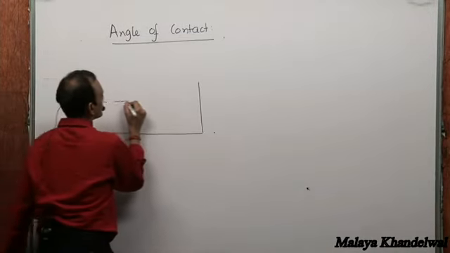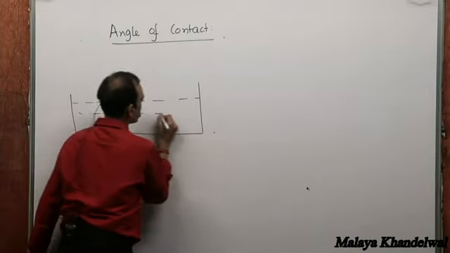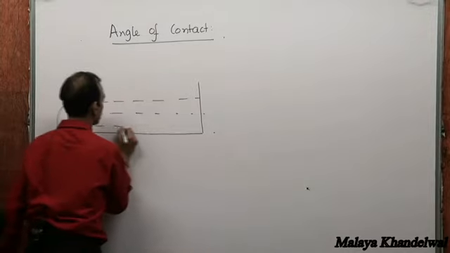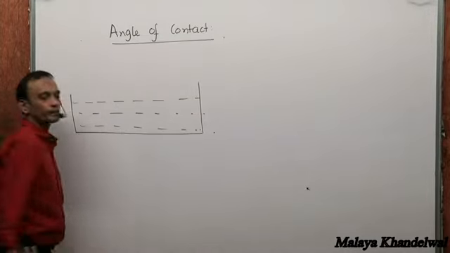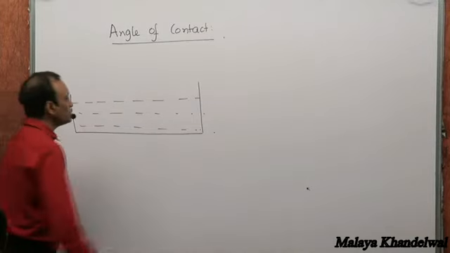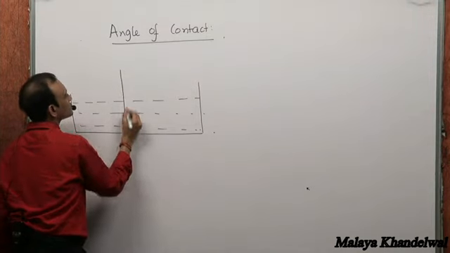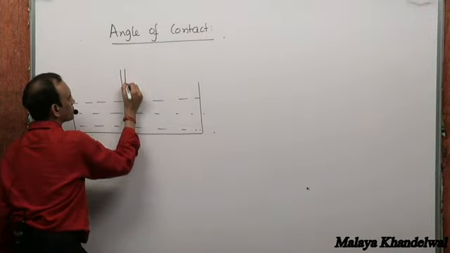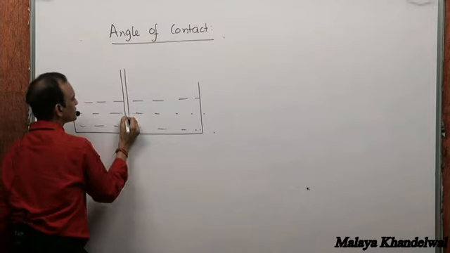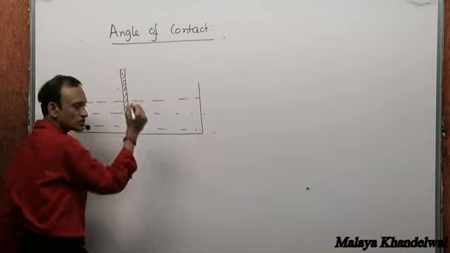Suppose this is the liquid, and that's the surface of the liquid. Say I dip a small glass tube inside this. Say this could be a glass tube.